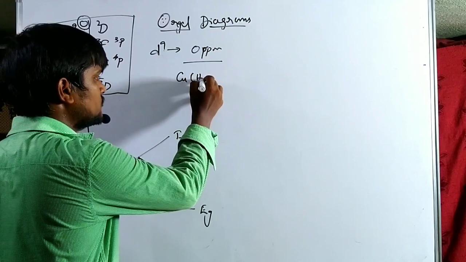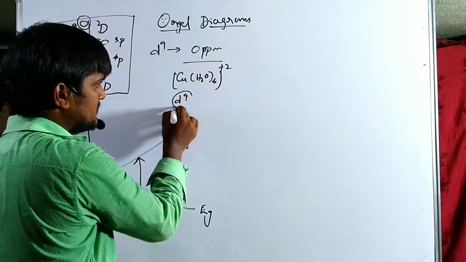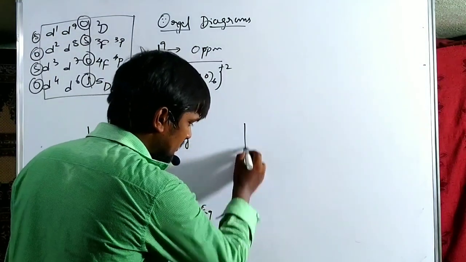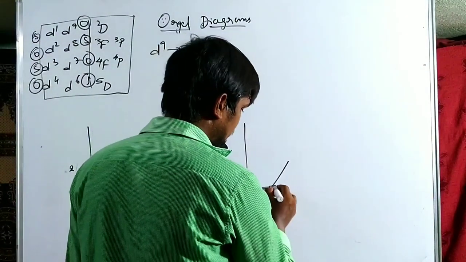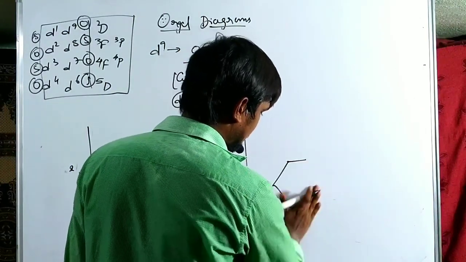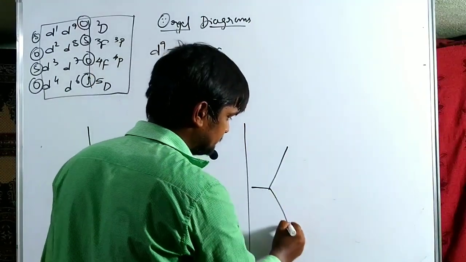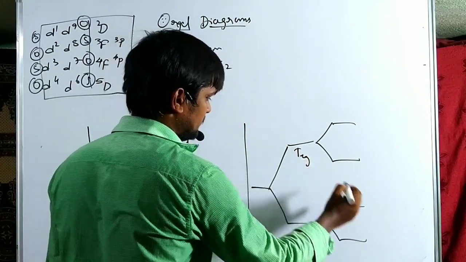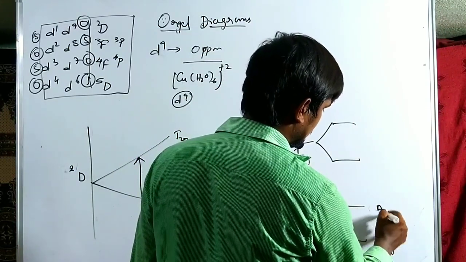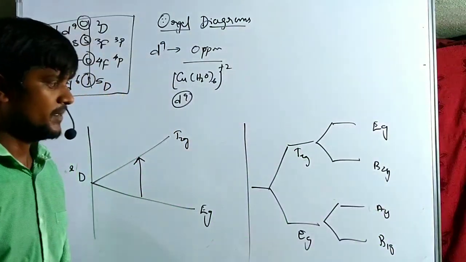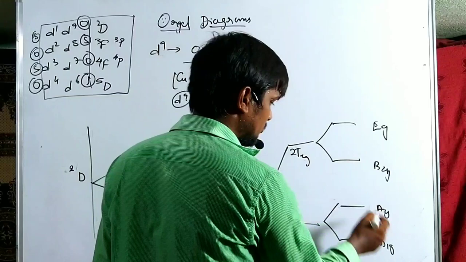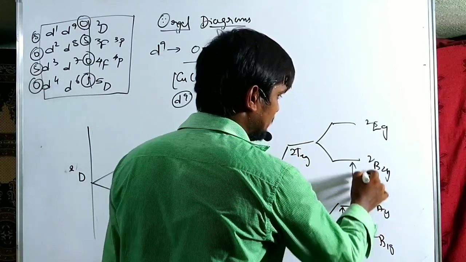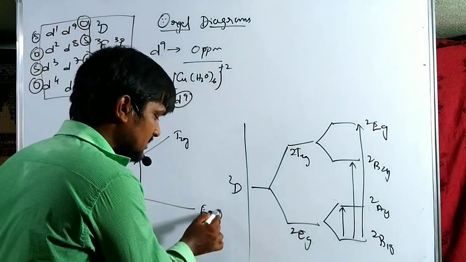But in the case of [Cu(H2O)6]2+, which is a d9 configuration, there is a large Jahn-Teller distortion. Due to the Jahn-Teller distortion, this spectrum is further split into two energy levels. Here this is the Eg term, this is the T2g term. Here B1g, A1g, B2g, Eg. So it maintains the spin multiplicity. Now three spin allowed transitions are possible. Here the ground term symbol is 2Eg.